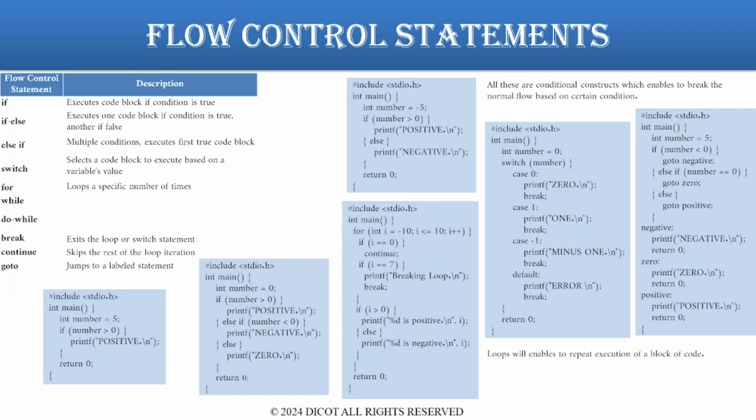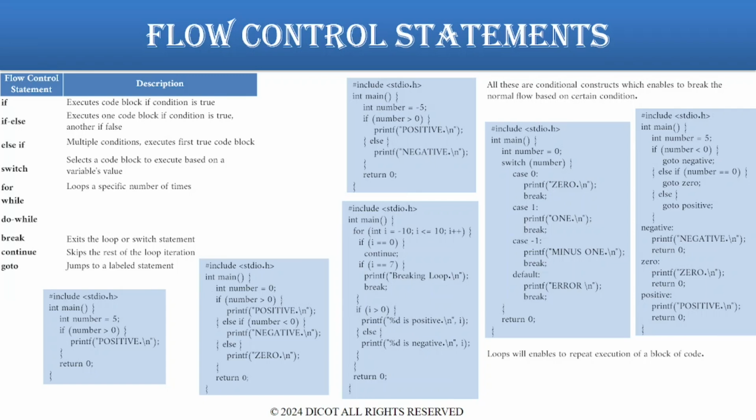Continue statement is used to skip the processing of an iteration based on some condition. In the last example, we skipped further processing when the value of i was 0. If i is equal to 0, continue. We'll skip the rest of the code in the loop. Similarly, the break statement is used to exit the loop or a switch statement.